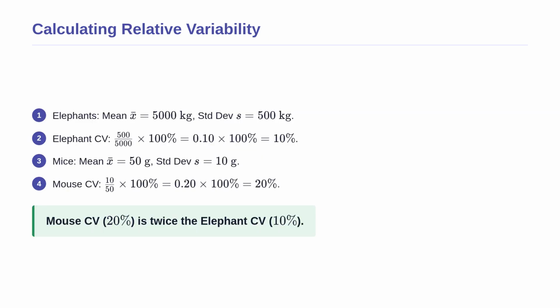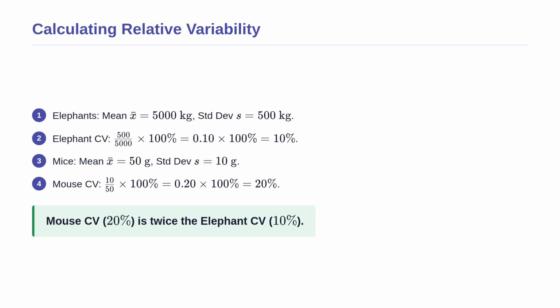Let us apply this formula to our elephants and mice to see which animal is truly more variable. For the elephants, we are given a mean weight of 5,000 kilograms and a standard deviation of 500 kilograms. Dividing 500 by 5,000 gives 0.10, which is a CV of 10%. For the laboratory mice, the mean is 50 grams, with a standard deviation of 10 grams. Dividing 10 by 50 gives 0.20, which is a CV of 20%.